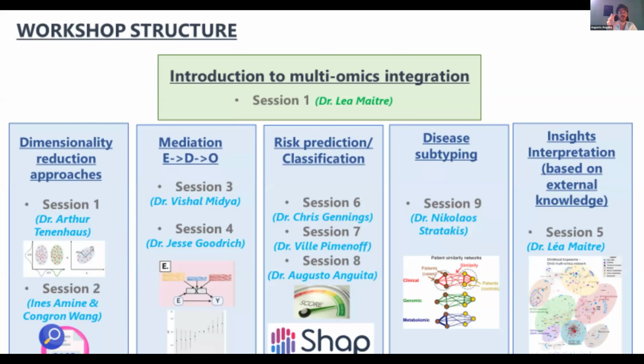Then we have 2 other groups of sessions that are mainly based on the use of networks, either for visualization or for clustering. The first session will be given by Dr. Léa Maitre, and is more focused on the interpretation of findings. So once I have my output, I have identified the multi-omic signatures affecting my health outcomes. How can I interpret which biological mechanisms are behind these markers in a more holistic way?